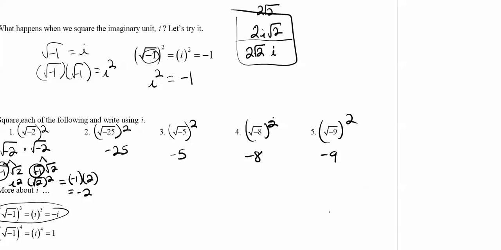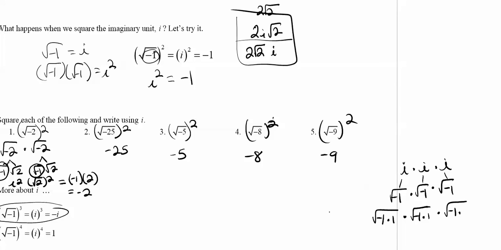Okay, so I'm going to come over here and do some work off to the side. If I have i times i times i, most of you understand that that would be i cubed, but let's dig a little deeper. Basically, we know that that's the square root of negative 1 times the square root of negative 1 times the square root of negative 1. Right? So all these are multiplied together. And now let's separate that. So the square root of negative 1 times 1 times the square root of negative 1 times 1 times the square root of negative 1 times 1.